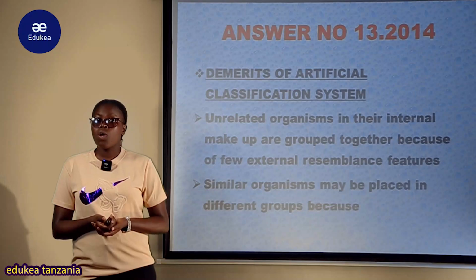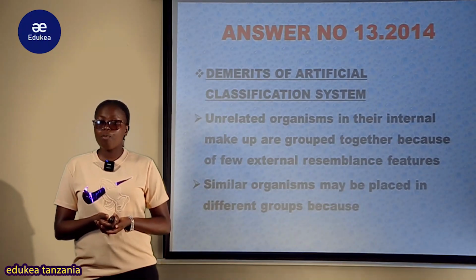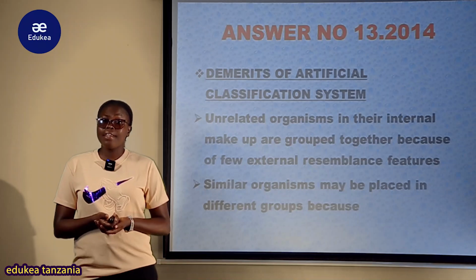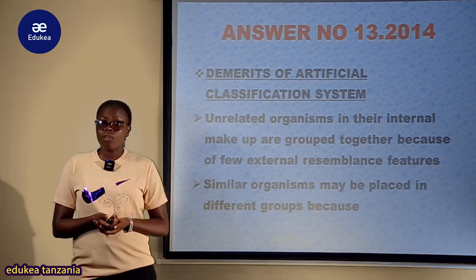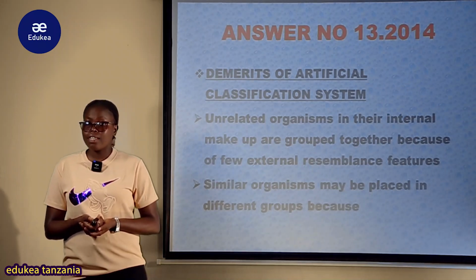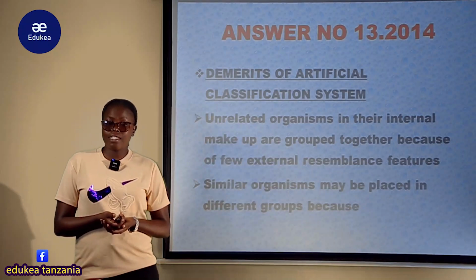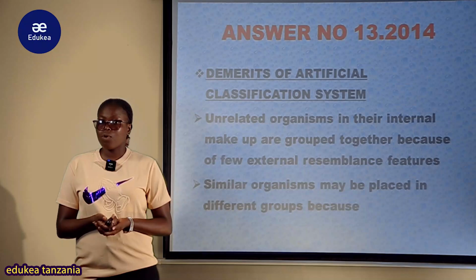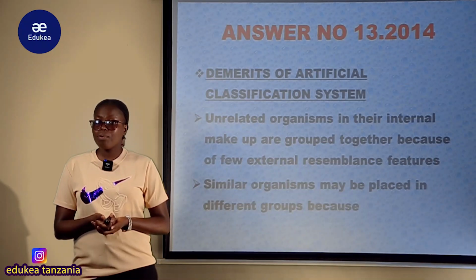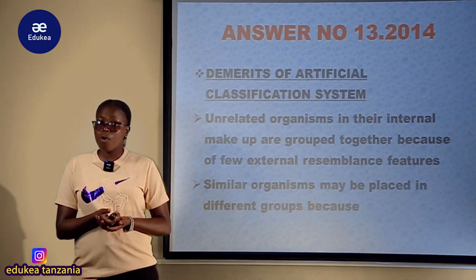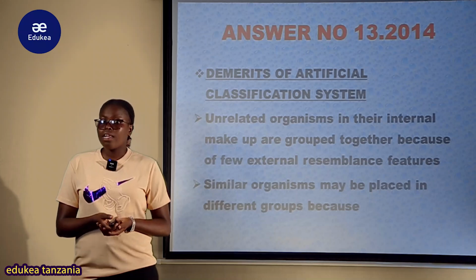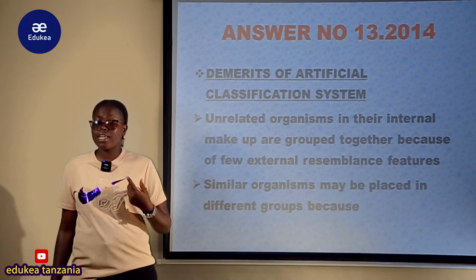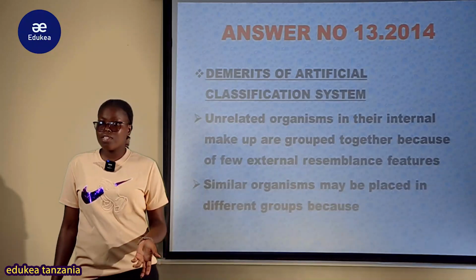nyoka ni limbless, ukamgrupu pamoja na minyoo earthworm. Earthworm ipo katika phylum Aschelminthes, nematoda, lakini nyoka yule pale ni reptile. Kwa unajikuta kwamba you end up grouping these organisms kwa sababu wewe umetumia this artificial limbless, wote hana miguu. Kwa hiyo umeclassify kwamba wote ni organism of the same species, lakini sio kweli. So this is one of the disadvantages.